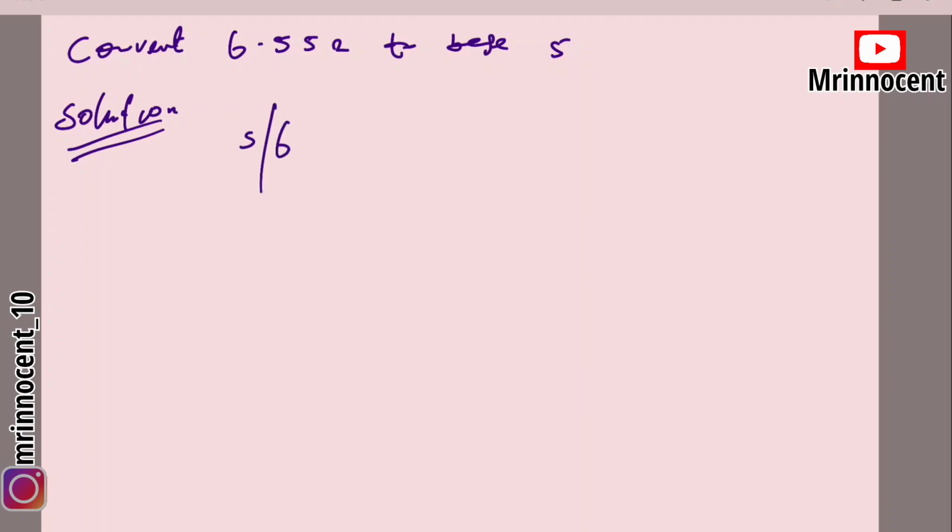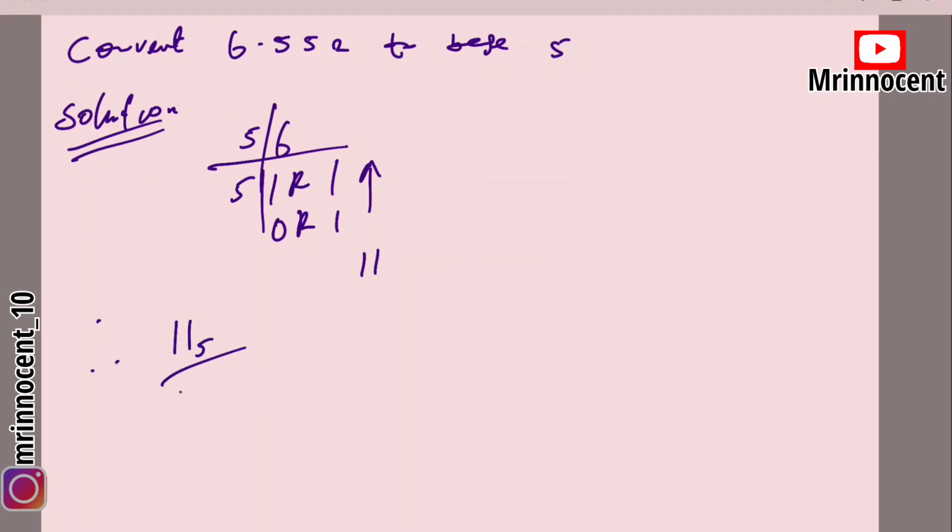6 in base 5. We have 1, remainder 1. 5, we have 0, remainder 1. From bottom to top, we have 11. So therefore, we have 11 in base 5.